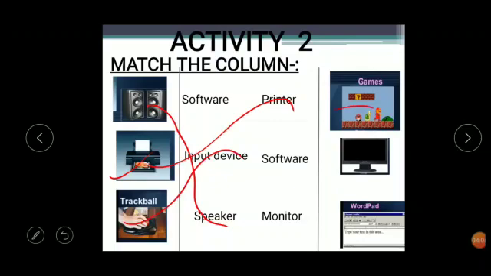Now games is software. We have already learned application software does a specific job. This is a monitor. And WordPad is also software, meaning application software which does a specific job. So now it is clear what hardware and software are, and the parts of hardware and the parts of software.